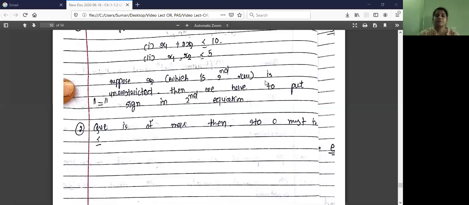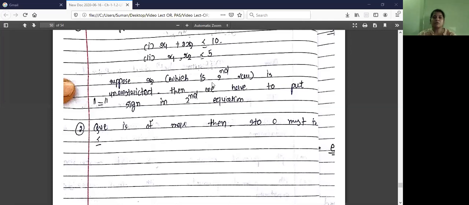Hello everyone. In our previous session, we have already seen what the primal and dual are, the relation between primal and dual, and the difference between primal and dual. So this is one example: x1 plus 2x2 less than equal to 10, and x1, x2 less than equal to 5, x1 plus x2 less than equal to 5.